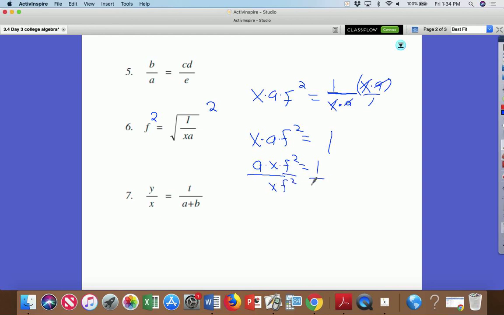If you understand why these cancel, you're going to understand what to put there so that they do cancel. They cancel because they're factors. So you have a equal to 1 over xf squared. All right, you guys play with number 7 for a while. I'm going to let you come up with something.